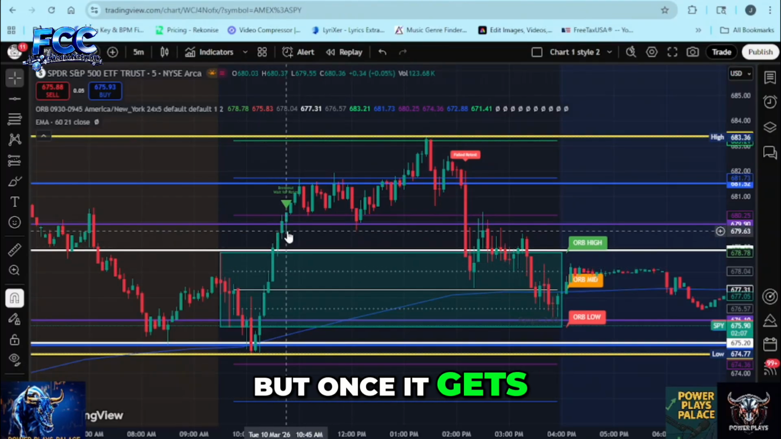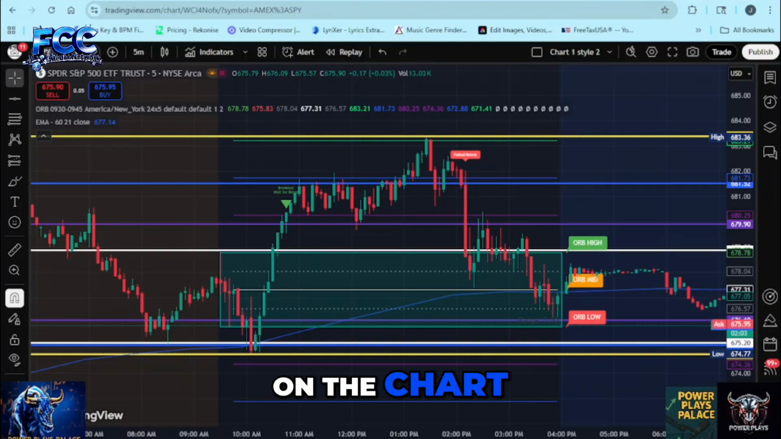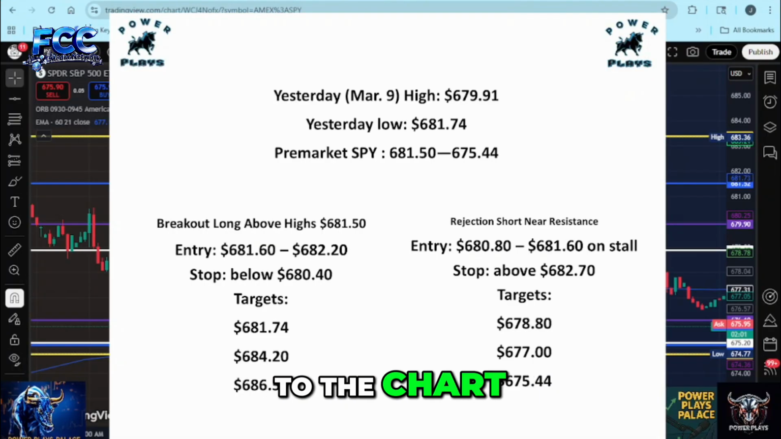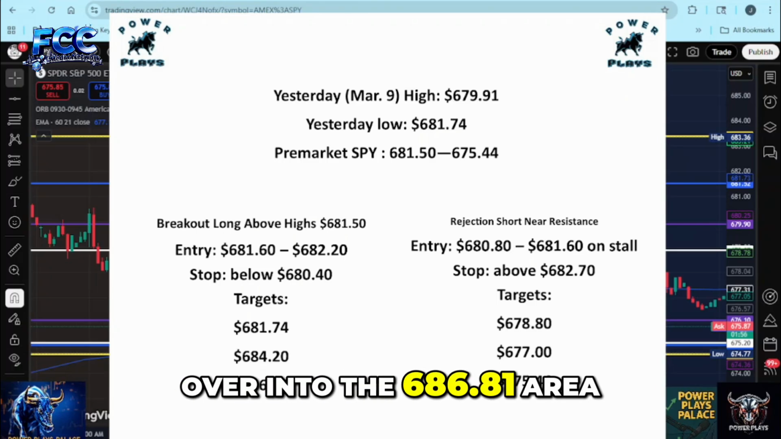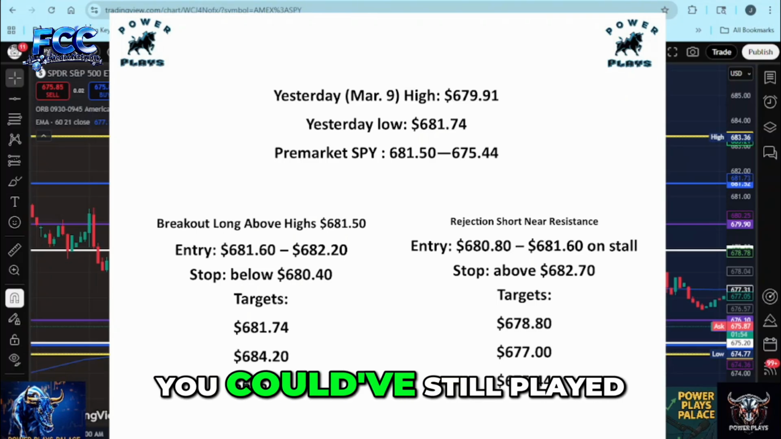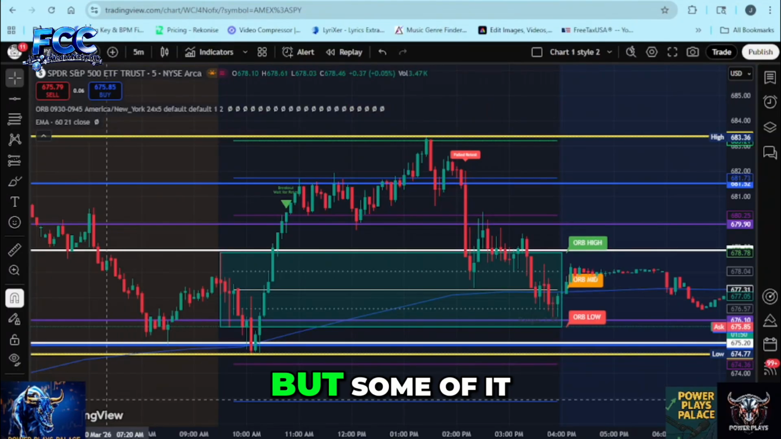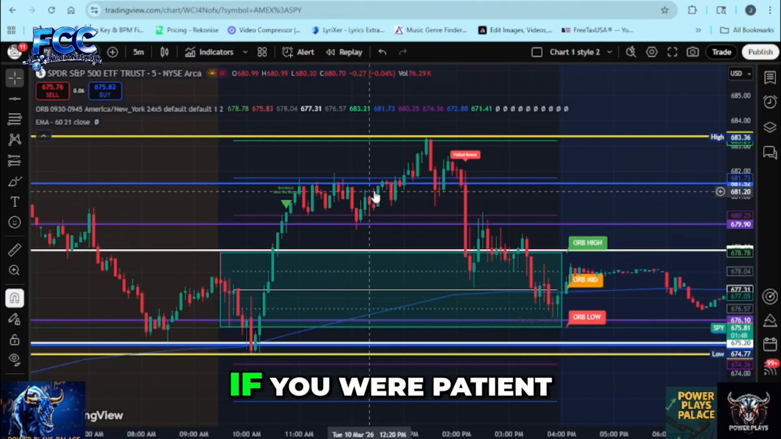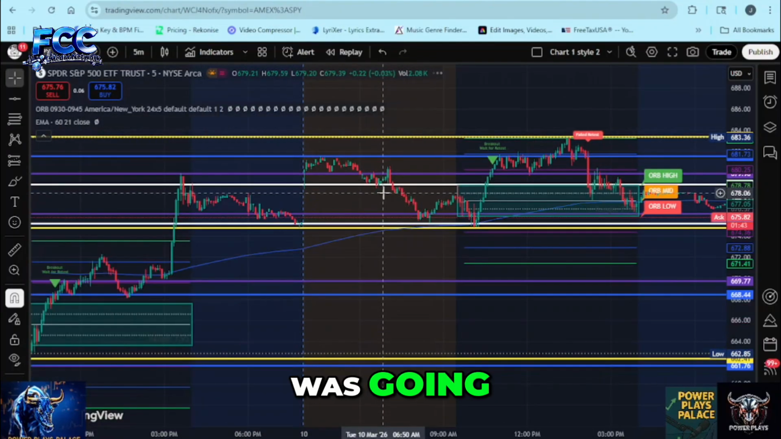But once it gets back into the area that we talked about on the chart, you can go back to the chart. And once it crosses over into the 680, 681 area, you could have still played some of this on the chart. Not all of it, but some of it. After it did that, if you were patient enough to kind of wait it out, you could have seen where it was going.